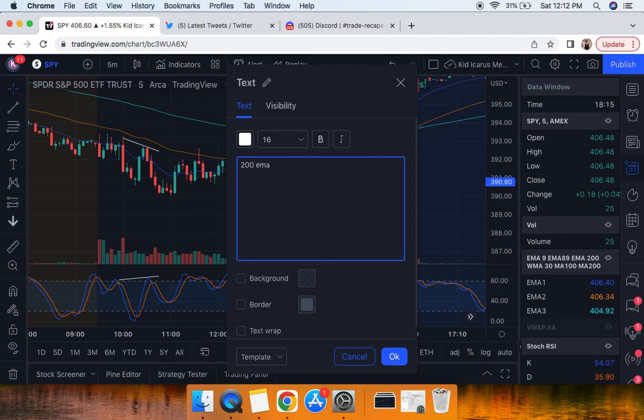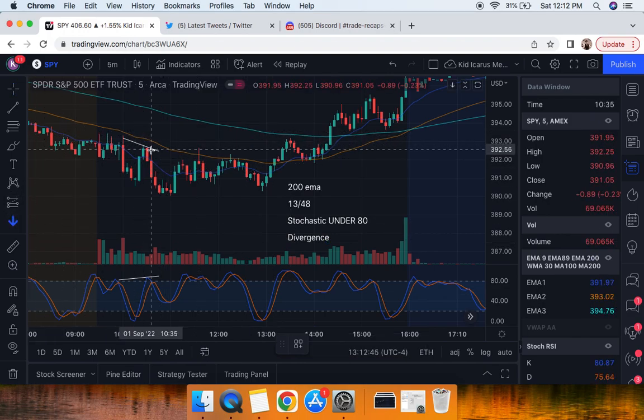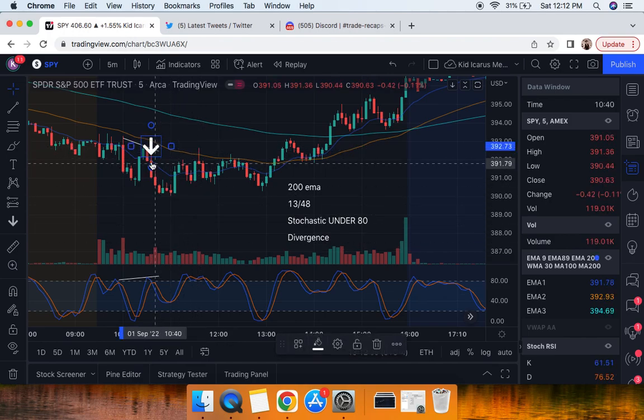We got the price is about to drop under the 13, so 13 is going to be our entry signal. Third thing, the stochastic is crossing under 80, and then divergence. Boom. This is an insane, amazing trade right here. You're going to enter, bam, right there. You see that? Enter on the 13, price is crossing under.